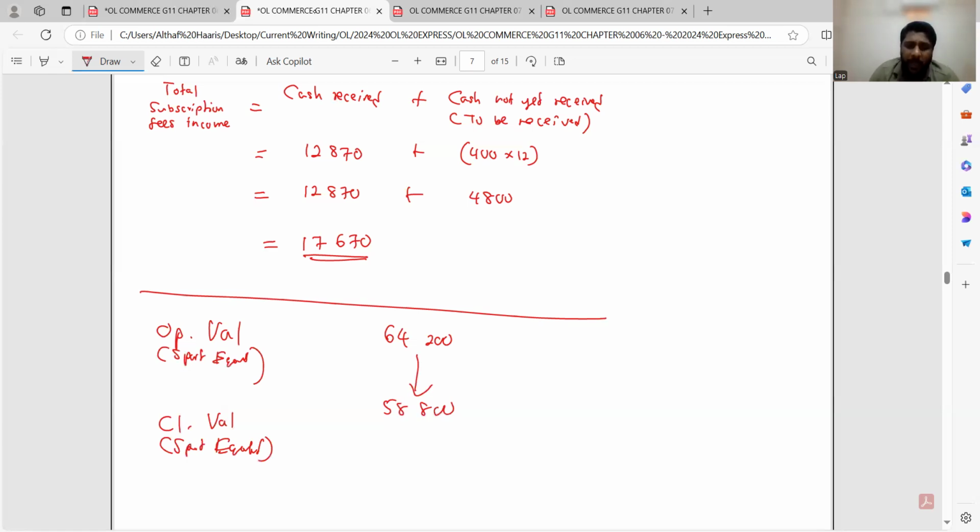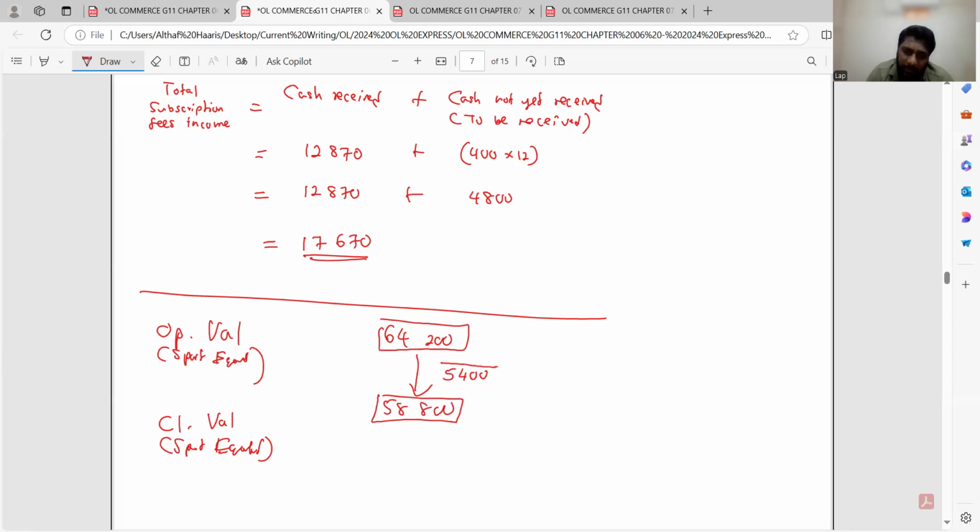It has been reduced by how much? Check it. The value has been reduced by 5,400. 64,200 worth sports equipment has gone down to 58,800. 58,800 worth items compared to 64,200 worth items.